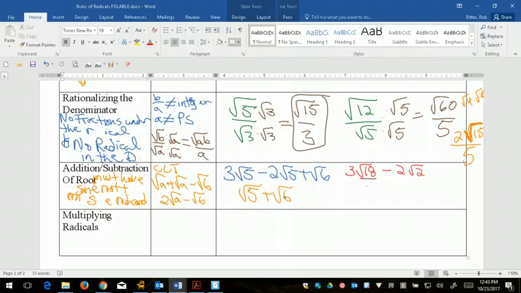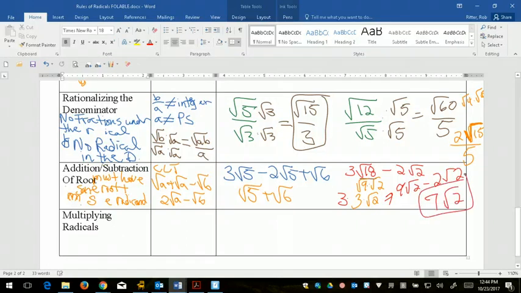As it's written right now, are the terms in the red problem like terms? No. Could either of those be simplified? Yes. The square root of 18 can become the square root of 9 times the square root of 2, using the product rule, breaking down the factors, which is really 3 square roots of 2. And we had a 3 in front of it. So is that going to be 6 square roots of 2 or 9 square roots of 2? It's going to be 9 square roots of 2 because we have 3 times 3. So now I've got 9 square roots of 2 minus 2 square roots of 2. Can they be combined now? Yes, because now they are like terms. That gives me a total of 7 square roots of 2.